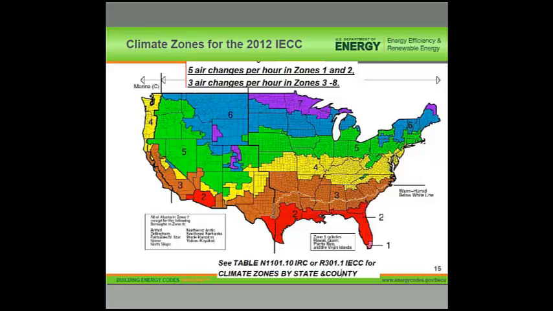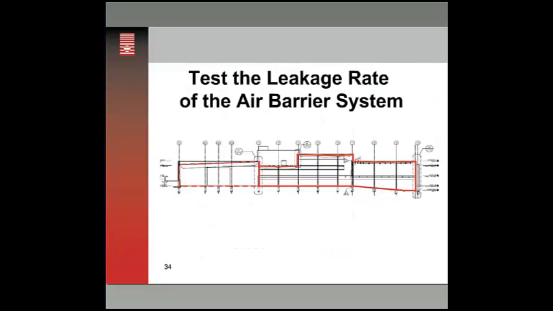These are the climate zone maps under the 2012 IECC. Once again, only in the most southern part of the U.S., down at the bottom, looks like Florida, and probably Hawaii's not on here, but pretty much zones 1 and 2 in Texas. Anything colder than that, you're going to be at 3 air changes, which is rigorous. That's a good tight building.